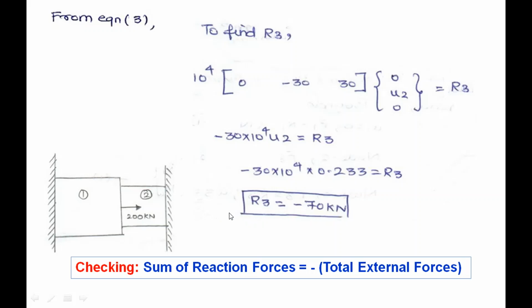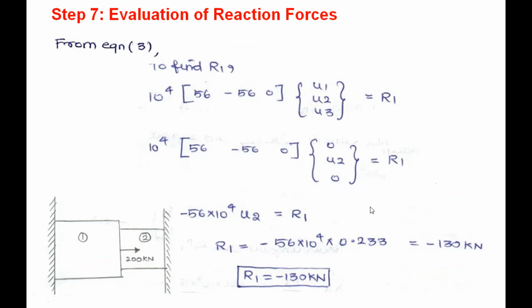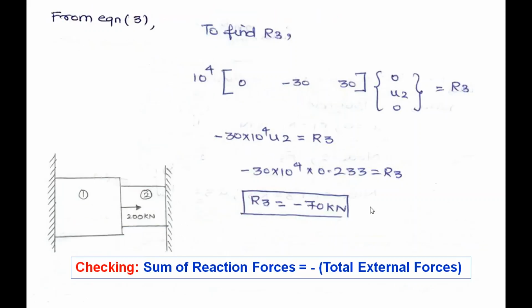Now after finding these reaction forces, we can use them for checking the solution obtained from the finite element method. We know that the sum of the reaction forces will be equal and opposite to the total external forces acting on the body. R1 value is minus 130 kilonewton, R3 is minus 70. By adding these two, we are getting minus 200, which is equal and opposite to the total load acting on the structure, 200 kilonewton. So this is one way of checking the solution obtained by the finite element method.